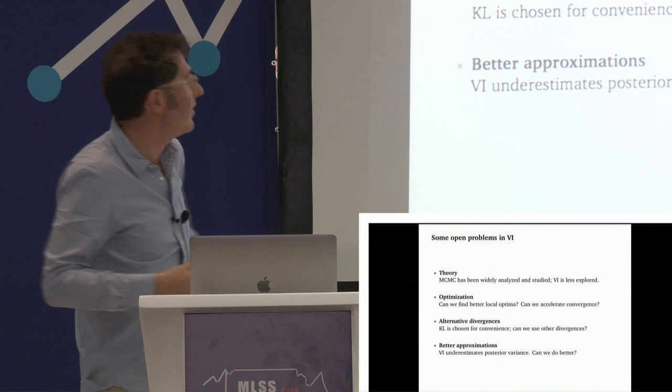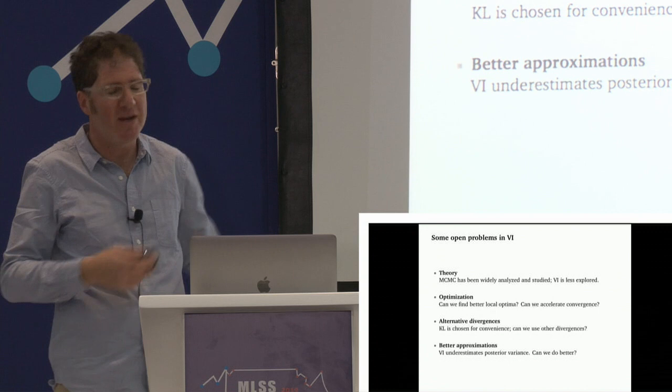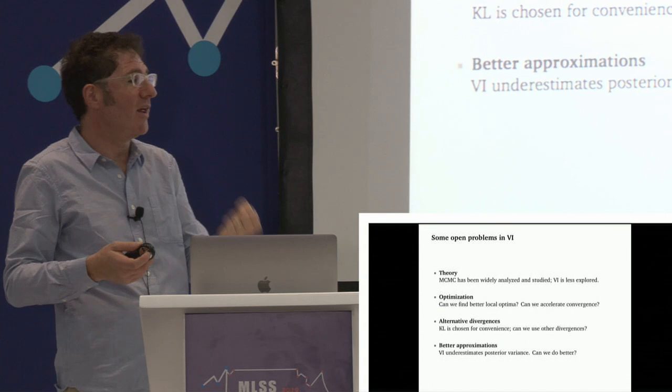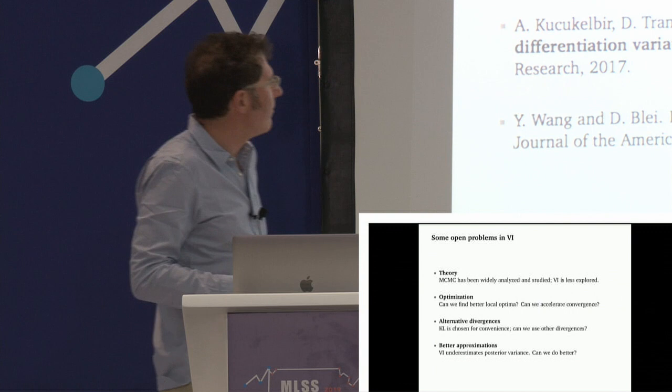Okay, so these are all broad, open research questions inside variational inference, in addition to the usual research questions of, here's a new model, can I do variational inference in it, and what are its properties? All right, so here are some references. These are from my group about some of the things we talked about today.